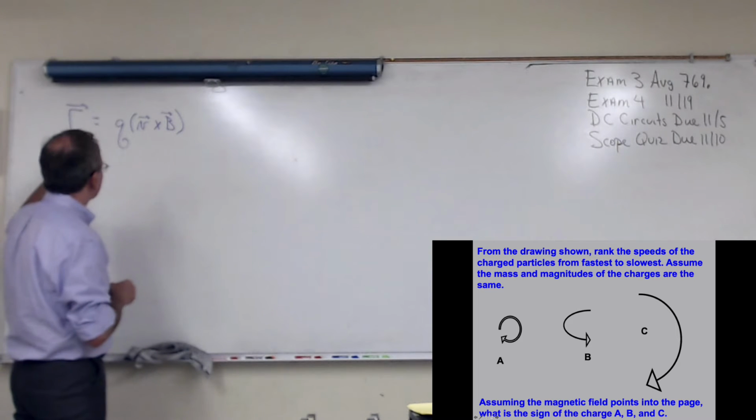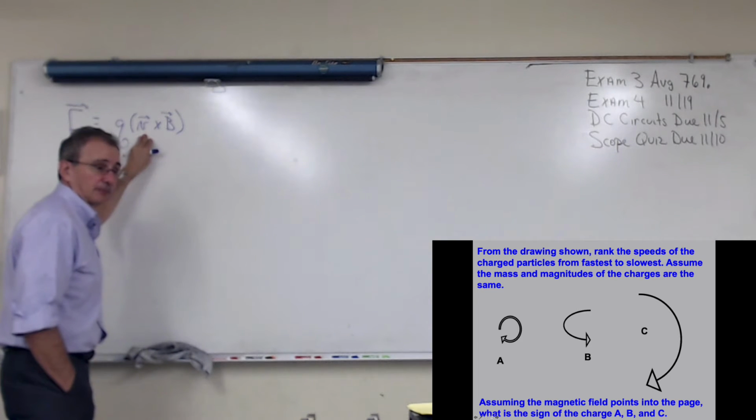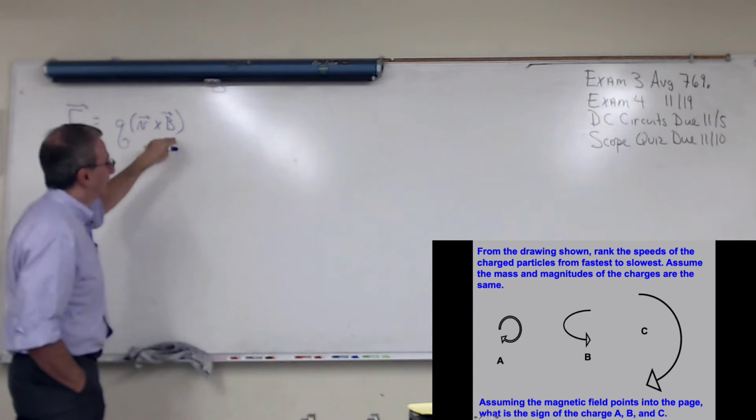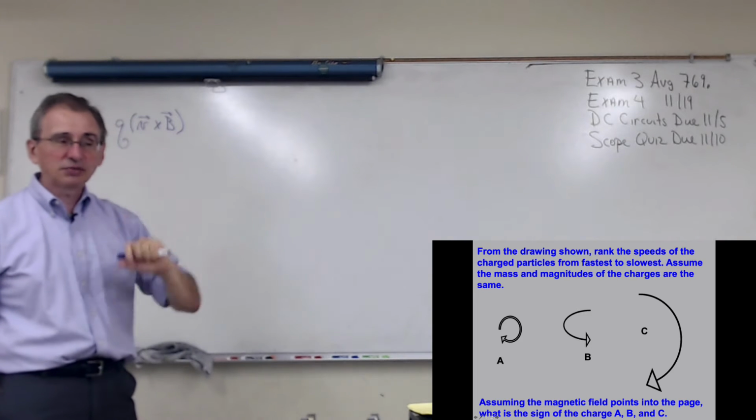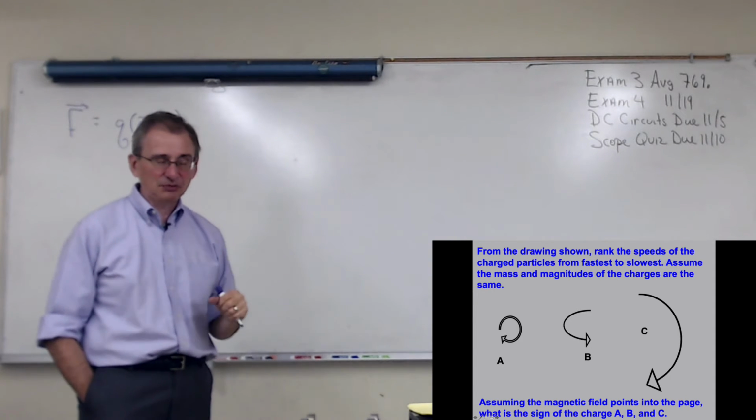In order for the force to be non-zero, V has to have a component of its velocity perpendicular to B. I demonstrated that with the little tube with the beam of electrons going through it. It's called a Crookes tube.